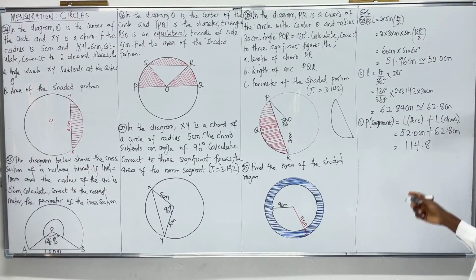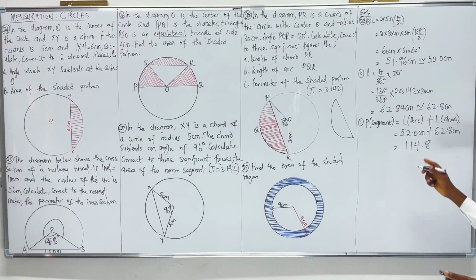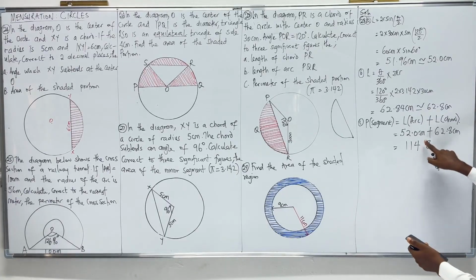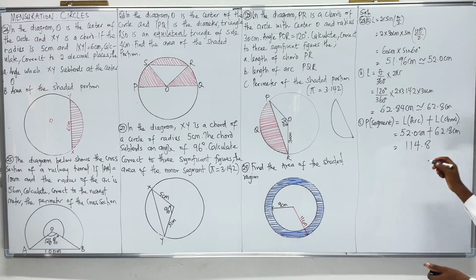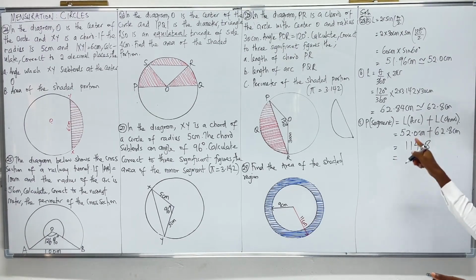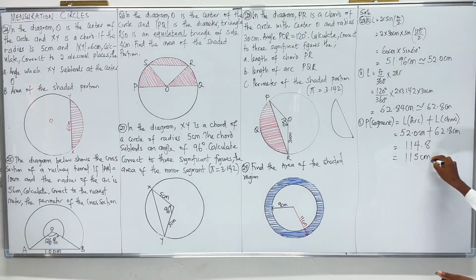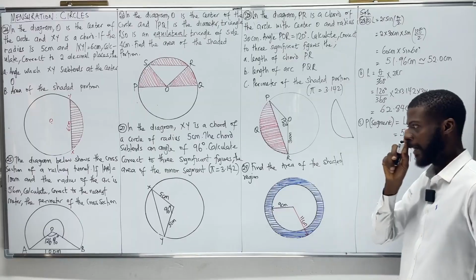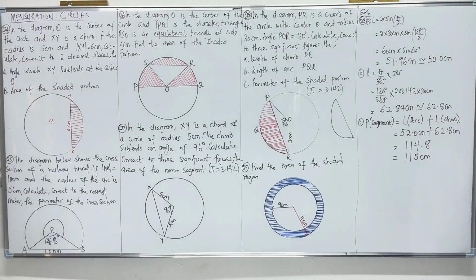All right, and I think the highest that will be is 11. Let's see. 52 plus 62.8. All right, so this will give 114.8. But then, if you need just 3 significant figures, this will be 115 centimeter. That's what we're going to be getting for that. Okay, so that's what we have. Okay, so let's move on to the last question. Question 29. Find the area of the shaded region.